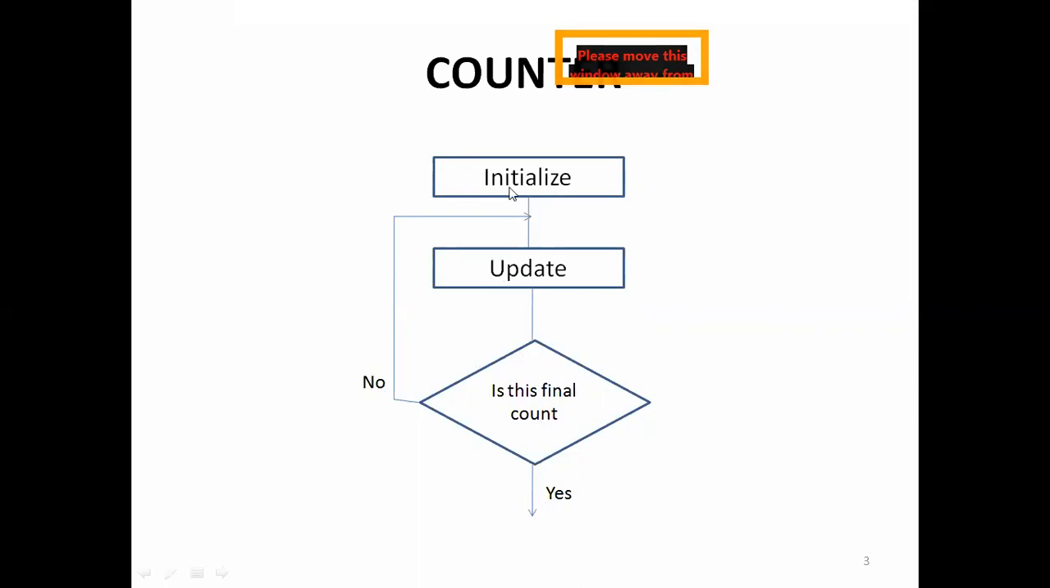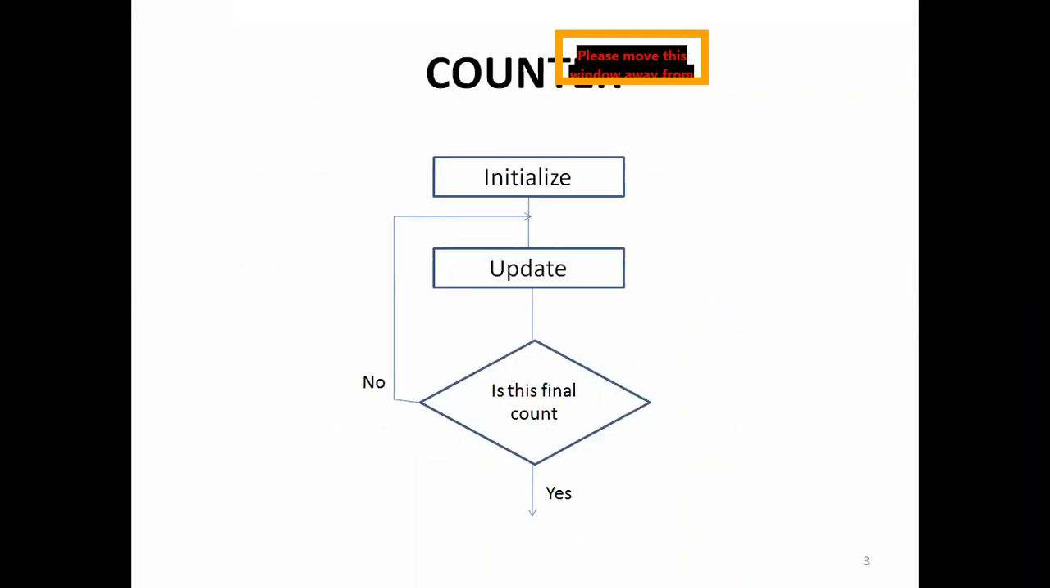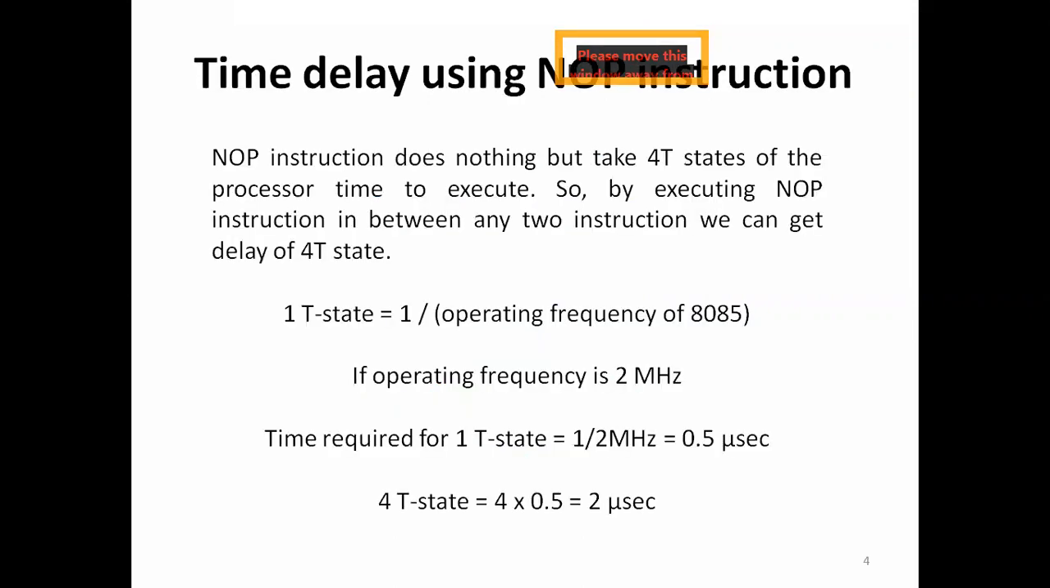So if we want to create a delay, we have certain program before the update and the final count, and certain program after that. This particular set of instructions which we use to update and check the final count value is going to create a delay. Now this delay can be achieved in two ways. One is to obtain the delay with the help of the no operation instruction, NOP instruction.